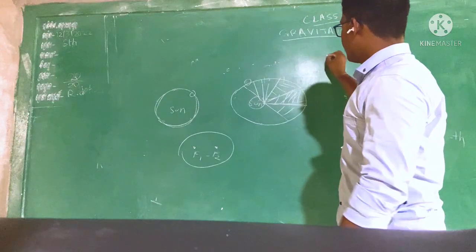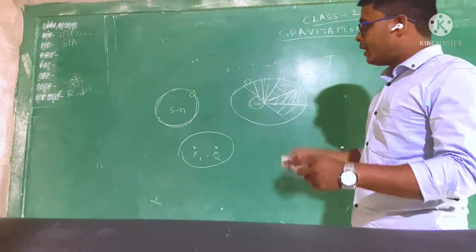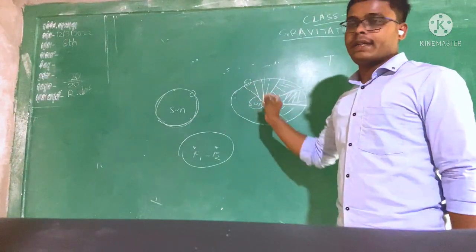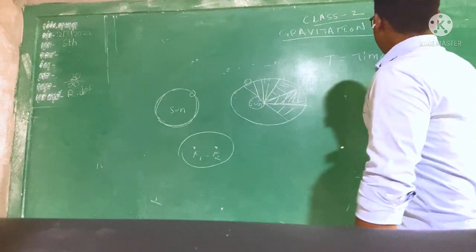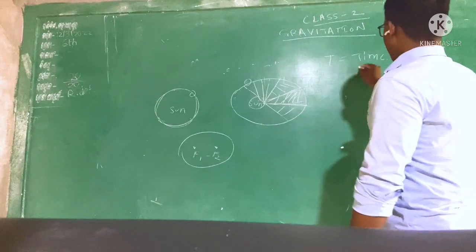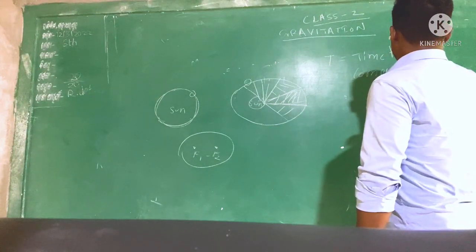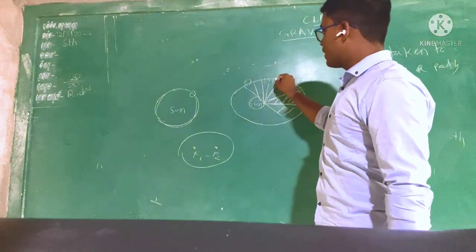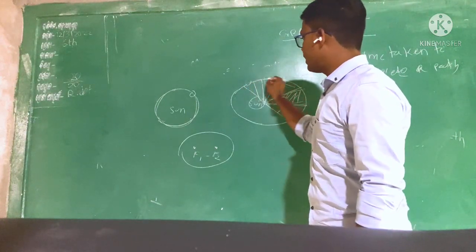Okay, so what is time period? Time period is the time taken to complete a path. Suppose you are here and you are moving in the anti-clockwise sense.